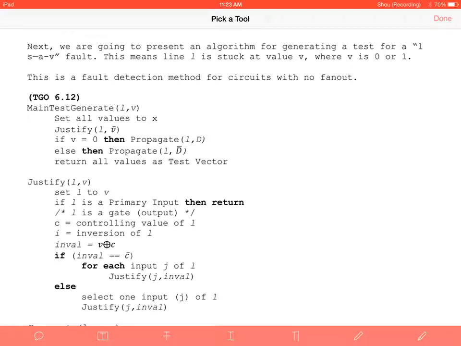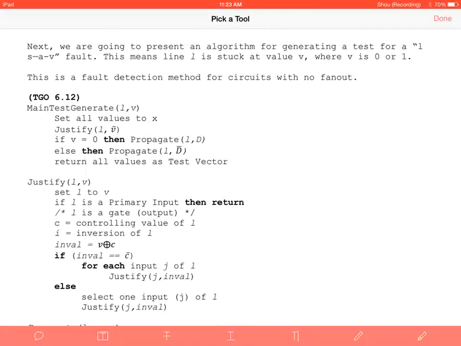So I've called this main test generate. We have an initial stuck-at node and an initial value that we want. From the previous problem, we have node N1 stuck at 0. And it's going to set all input values to X, because right now, if they're unknown or undefined, then it's possible that you may not need to include them in the test vector.